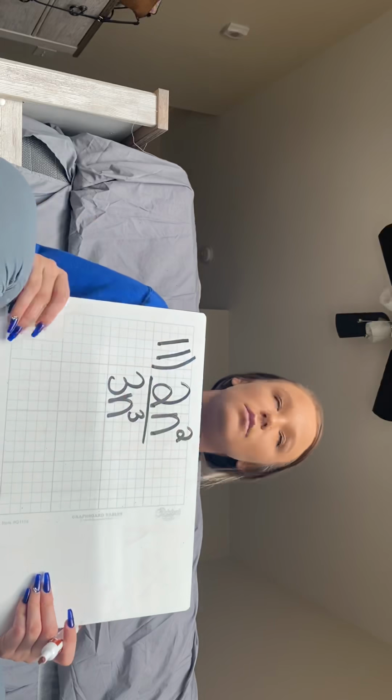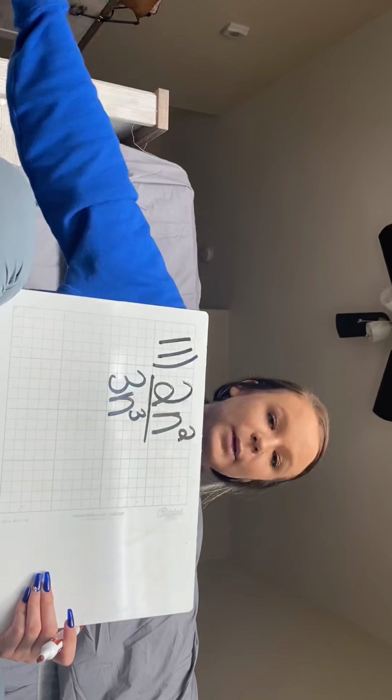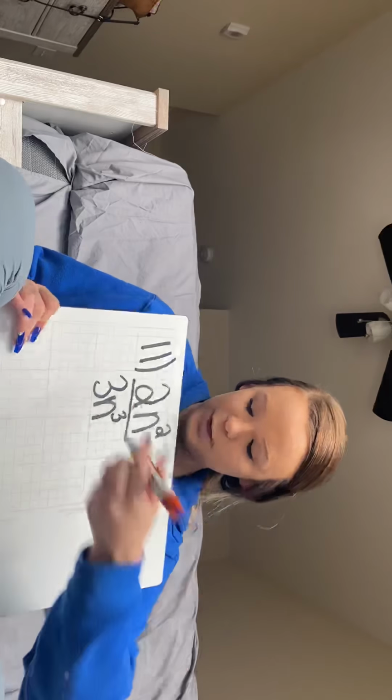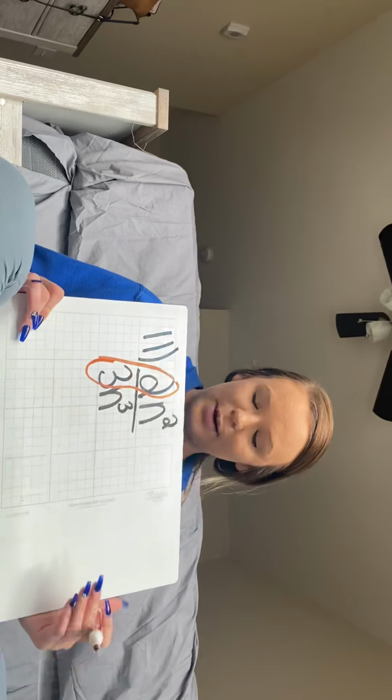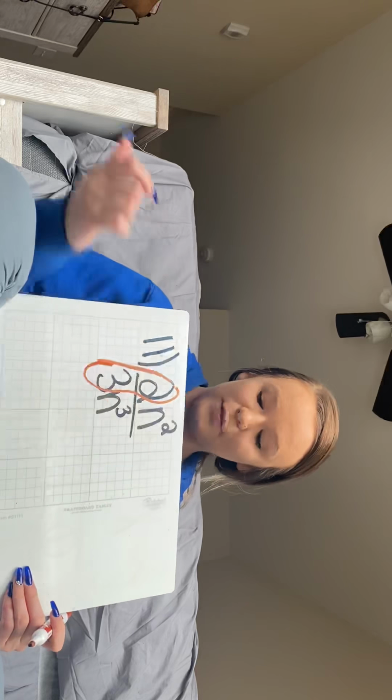Okay, number 11. We're going to do number 11 together. Number 11 isn't the most crystal clear problem in the world, but we do need to talk about something really quickly. So this is division. We're doing 2n squared divided by 3n to the third. Just like multiplication, you're going to worry about the numbers first, and then the things with exponents. Then you're going to worry about the variables.